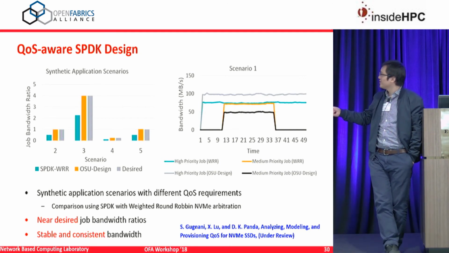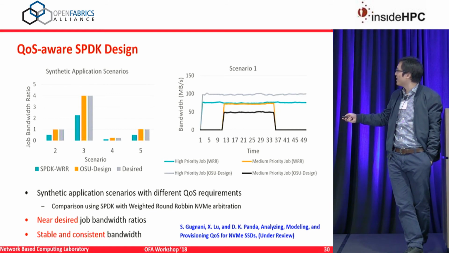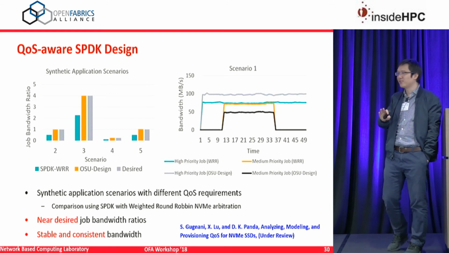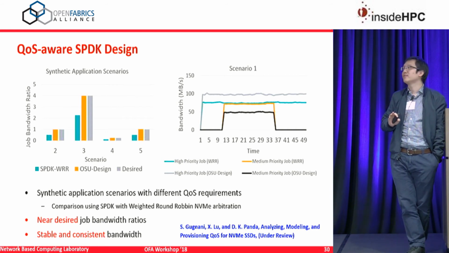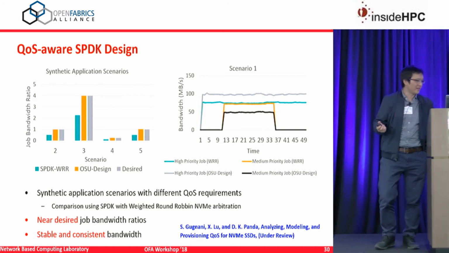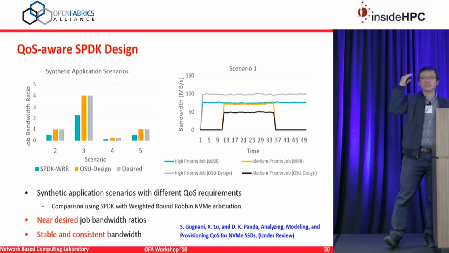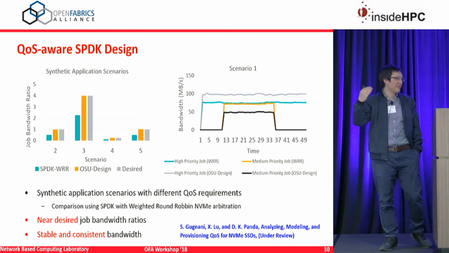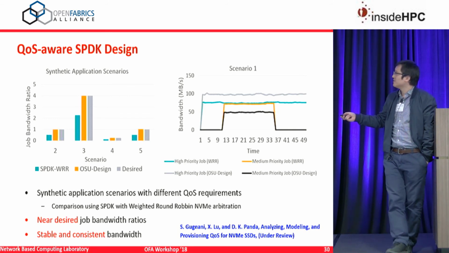Let me first introduce scenario one. I should show this figure on the left and this figure on the right. In scenario one, let's look at the green one and the yellow one. This is actually the default, where we follow the default WRR, weighted round robin scheme. We see that the QoS is not guaranteed at all for some reason. We tried a lot of cases, whether you set high priority, medium priority, low priority, or mix them in different ways. WRR is not very good.